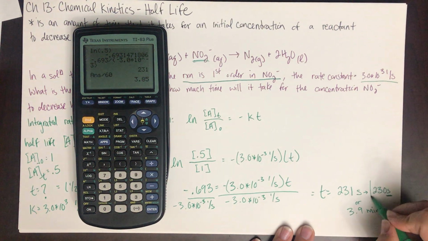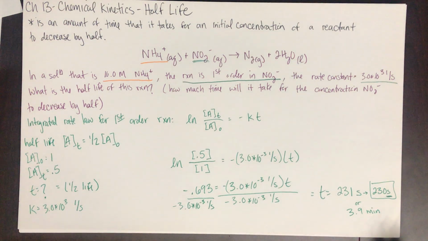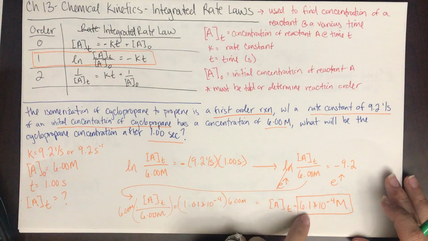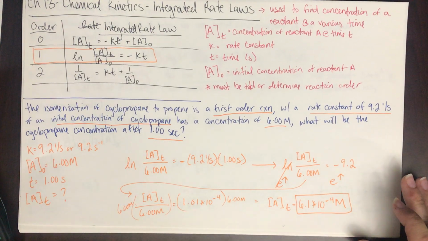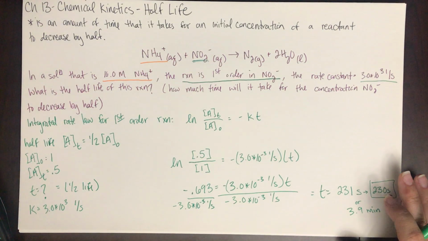Most of the time we use seconds. That's by far the most common unit of time when we're talking about half-lives. Most of these reactions happen really quickly. This is not a very quick reaction. For it to decrease by half in almost 4 minutes, when the one that we did the other day decreased 10,000-fold in 1 second. So it's all relative to different types of reactions.